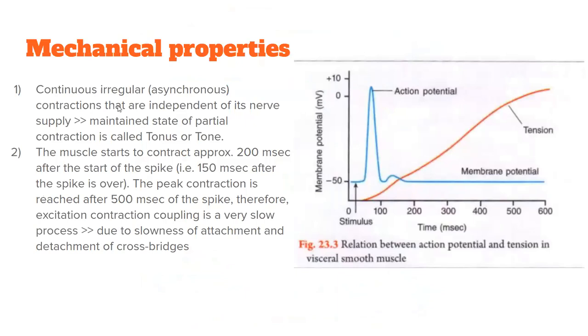Now, mechanical properties: continuous irregular contractions that are independent of its nerve supply are present. It maintains a state of partial contraction called the tonus, or the tone. See, the correlation between an action potential and muscle contraction is little; it doesn't even correlate. Approximately, the muscle starts to contract 200 milliseconds after the start of the spike. The peak contraction is approximately 500 milliseconds after the spike. Therefore, the excitation contraction process is very slow.